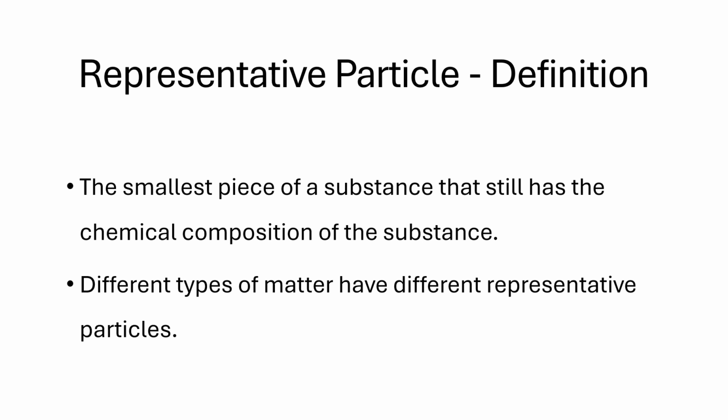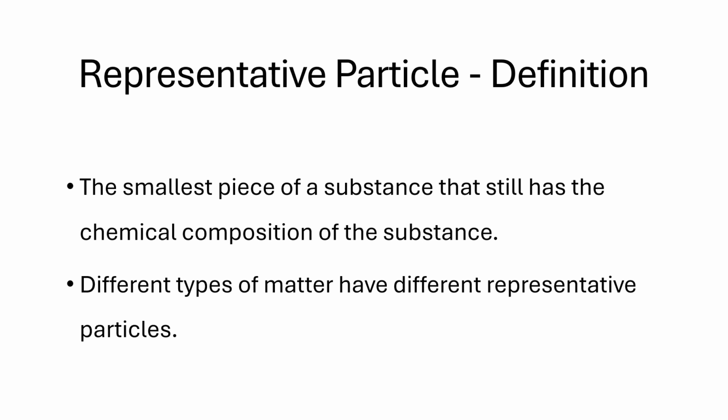So the definition of a representative particle is the smallest piece of a substance that still has the chemical composition of that substance. For instance, if you can imagine taking an element like aluminum, maybe a piece of aluminum foil, and breaking it down into smaller and smaller pieces. You can try ripping and tearing it as much as you can, but then imagine getting even smaller than that, like you've got some sort of a micro machine that keeps breaking it apart tinier and tinier. The absolute tiniest thing that you could have that still would be aluminum would be a single atom of aluminum.